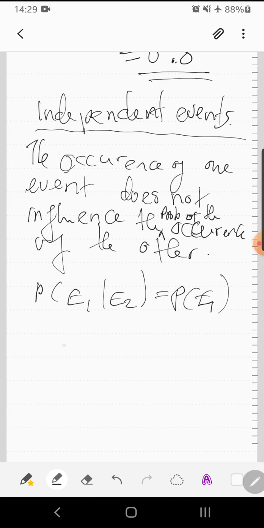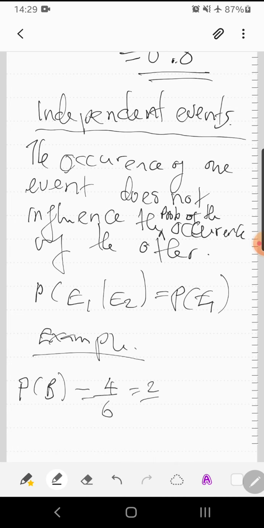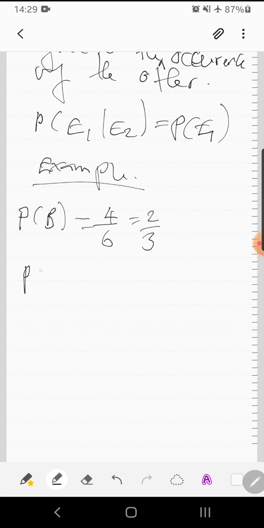So let's have an example. Suppose we toss a fair die. Let B be the event that a number less than or equal to 4 is observed, and A be the event that an even number is observed. So the probability of B, a number less than or equal to 4, will be 4 over 6, which is 2 over 3. And the probability of A, an even number, is 3 over 6, which is 1 over 2.